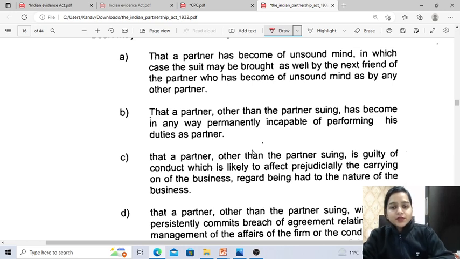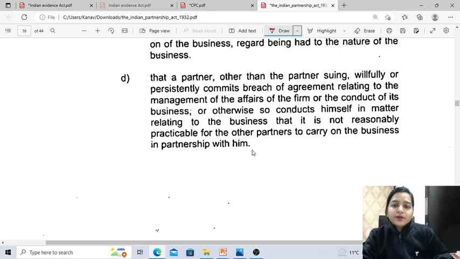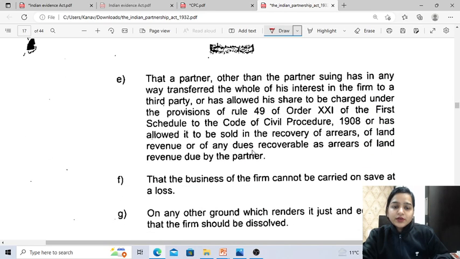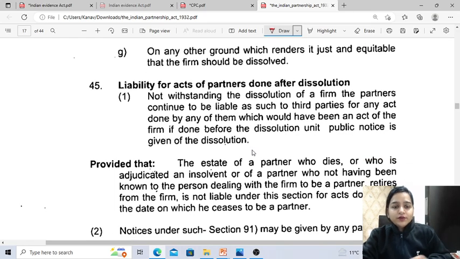इफ द पार्टनर हैज बिकम परमानेंटली इनकेपेबल ऑफ परफॉर्मिंग हिज ड्यूटीज, इफ द पार्टनर इज गिल्टी ऑफ ए कंडक्ट जिसने प्री जुडिशली इफेक्ट किया है बिजनेस जो है वो कैरी ऑन नहीं किया जा सकता. इफ द पार्टनर हैज कमिटेड द ब्रीच ऑफ एन एग्रीमेंट, अगर पार्टनर ने अपना शेयर जो है वो ट्रांसफर कर दिया है. If the business of the firm cannot be carried on save at a loss or any other ground on which renders it just and equitable that the firm should be dissolved. So these are the grounds where the court can dissolve the firm.